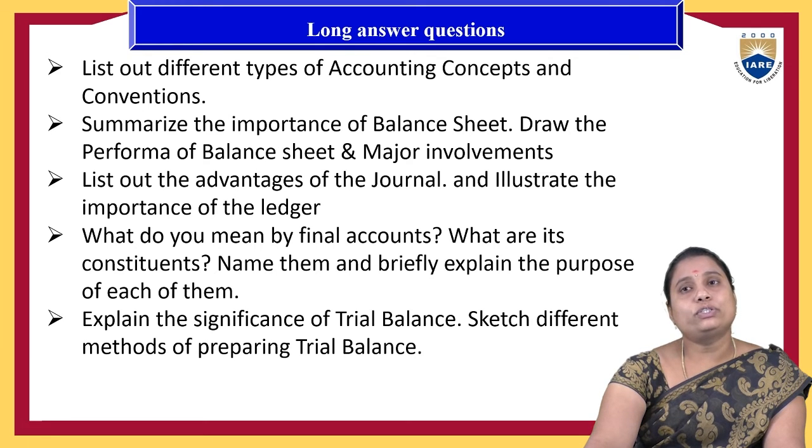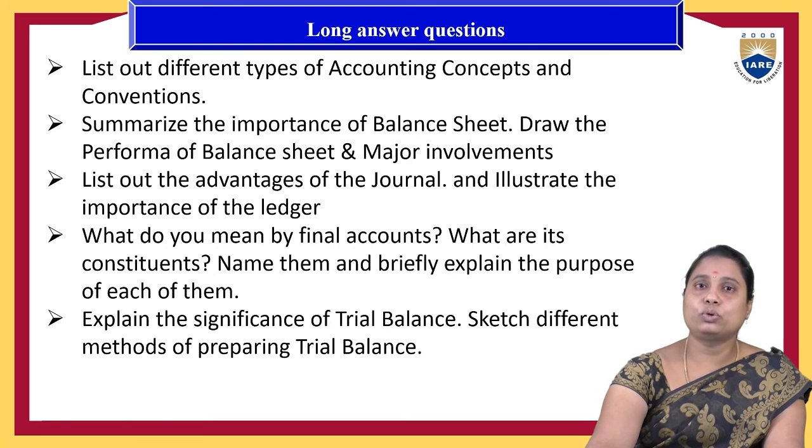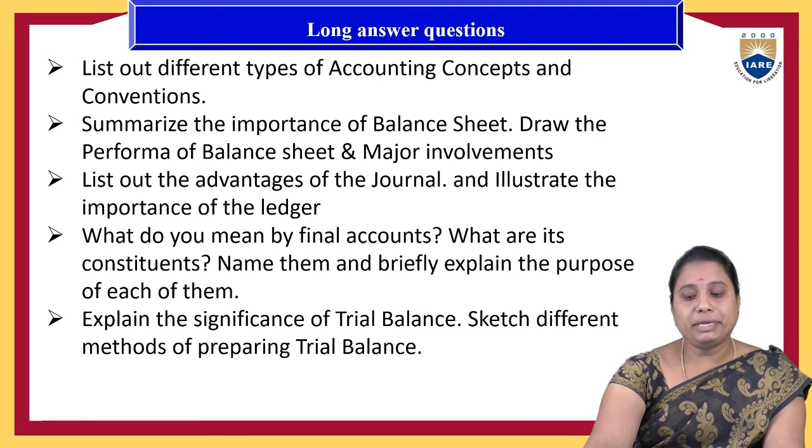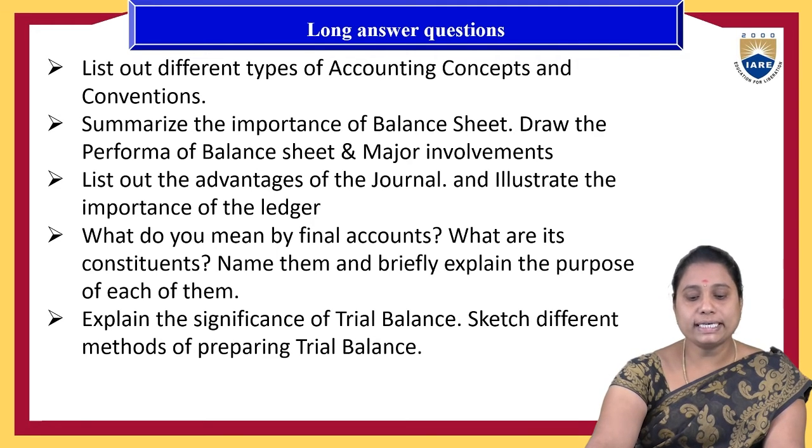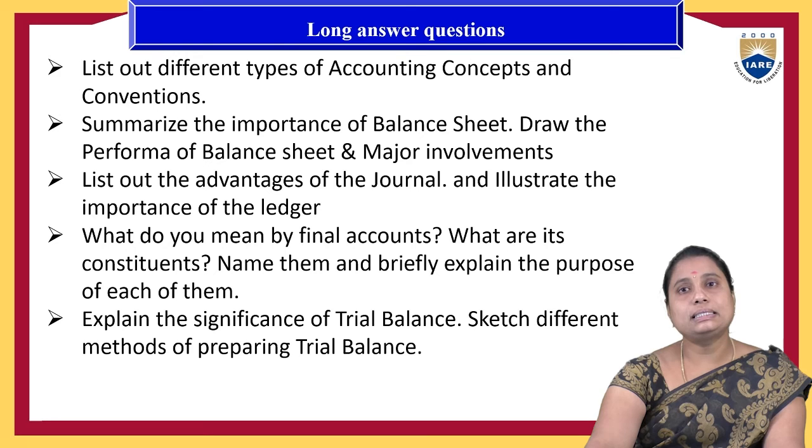List out the advantages of the journal and illustrate the importance of the ledger. So here both journal and the ledgers we need to explain in detail. And what do you mean by the final accounts? What are its constituents? Name them and briefly explain the purpose of each of them. So generally the final accounts means trading account, profit and loss account and balance sheet. All these three elements we need to explain in brief.